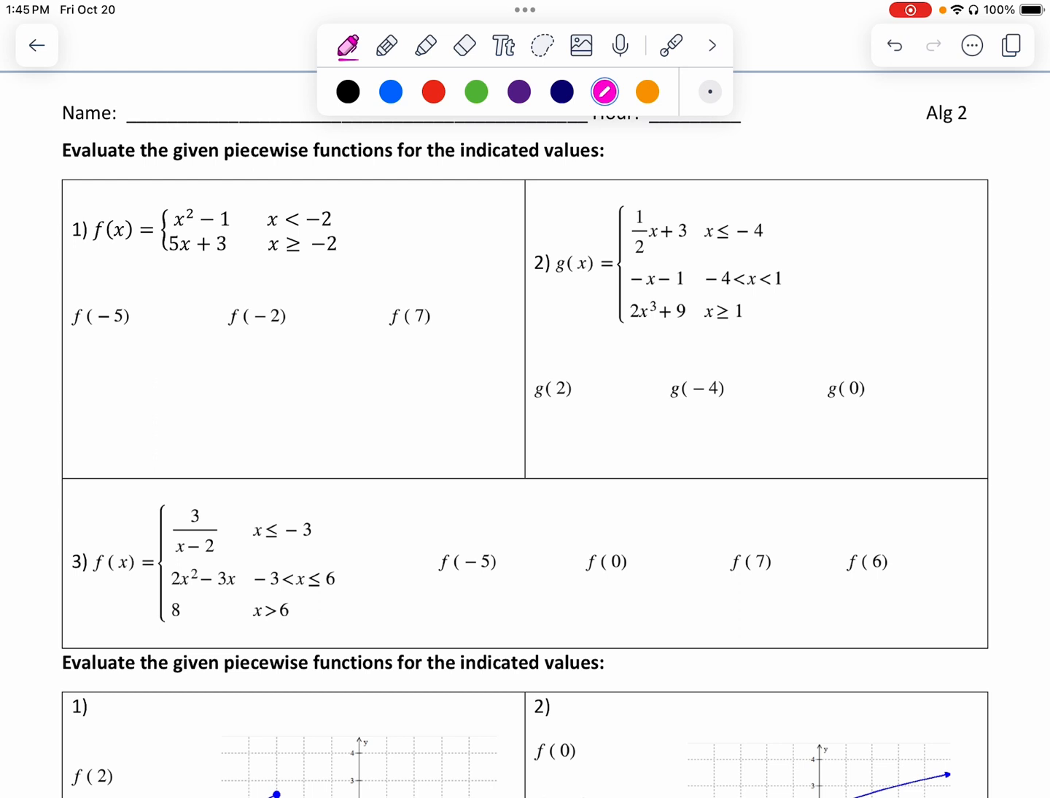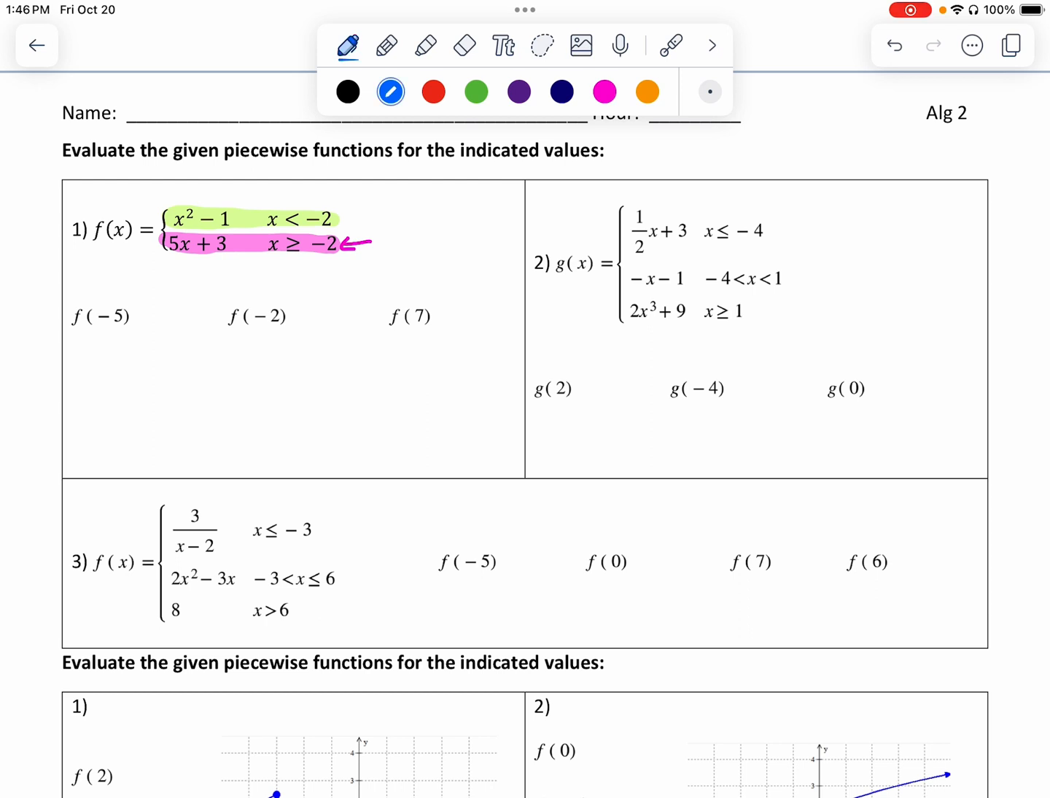So here, this is called a piecewise function because I've got two different parts to f. I've got x squared minus 1, and that's when x is less than negative 2. And 5x plus 3 is when x is greater than or equal to negative 2. I'm pretty sure this is a typo in your notes, so make sure right here, make that a negative 2. I think in your notes it's a positive 2, so that was a typo. So this first function, these go together. The things in line go together. So when x is less than negative 2, we're going to use x squared minus 1. And when x is greater than or equal to negative 2, we're going to use 5x plus 3.